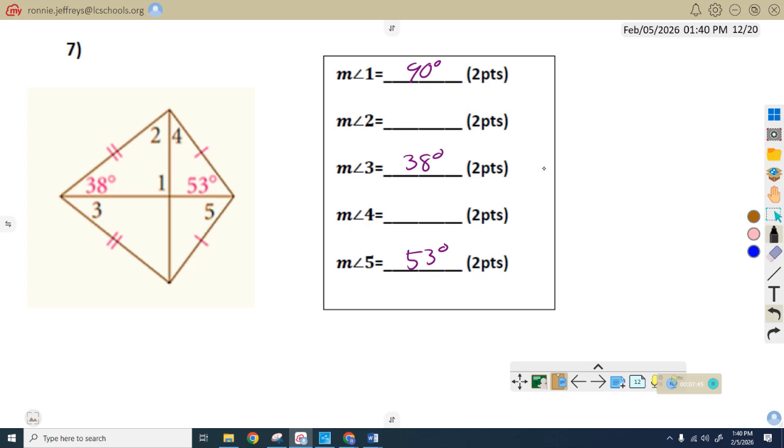Okay. So now to find angle 2. 180 minus 90 plus 38, which is 52 degrees. And 180 minus 90 plus 53, which is 37 degrees.